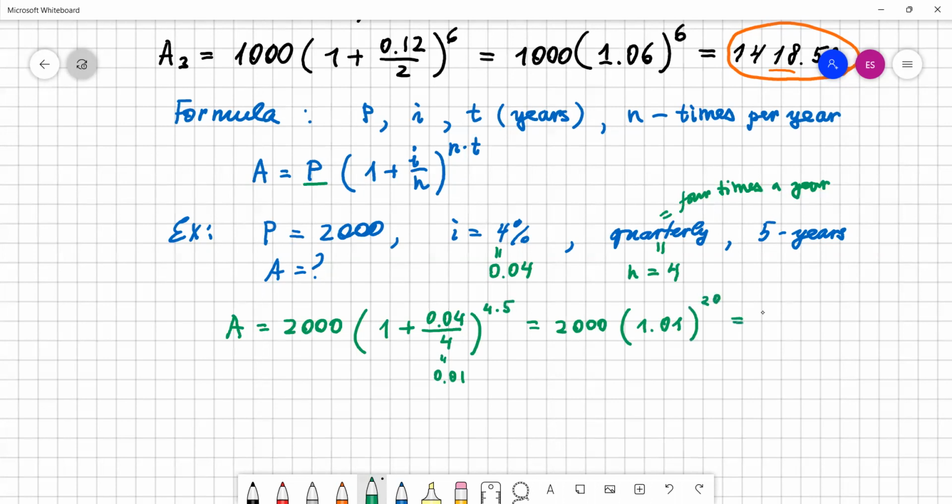Again, I'm going to use my calculator. 1.01 to the power of 20. And I'll need to multiply it by 2,000, right? Because 2,000 is my principal. What I'm going to get is 2,440.38. That's going to be my final amount to answer. Okay, that's all. And please do your homework, okay?